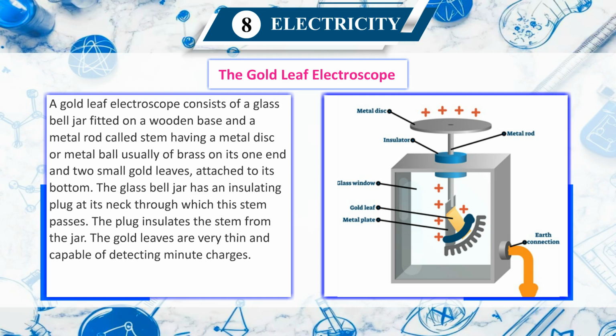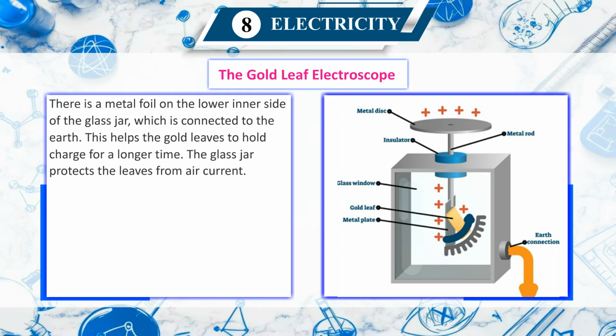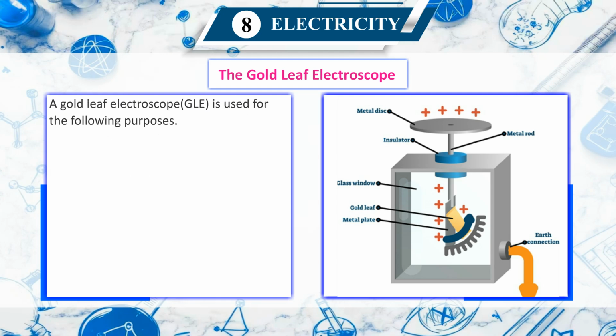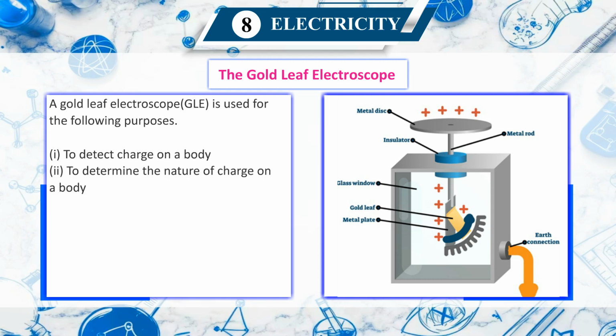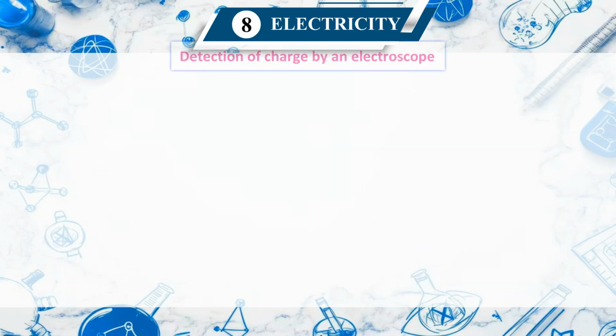The gold leaves are very thin and capable of detecting minute charges. There is a metal foil on the lower inner side of the glass jar which is connected to the earth. This helps the gold leaves to hold charge for a longer time. The glass jar protects the leaves from air currents. A gold leaf electroscope, GLE, is used for the following purposes. First, to detect charge on a body. Second, to determine the nature of charge on a body.